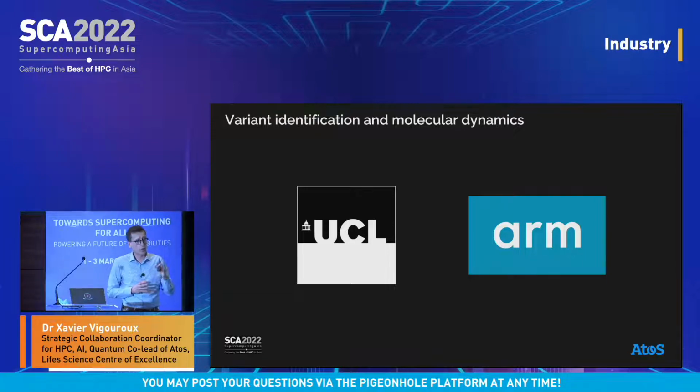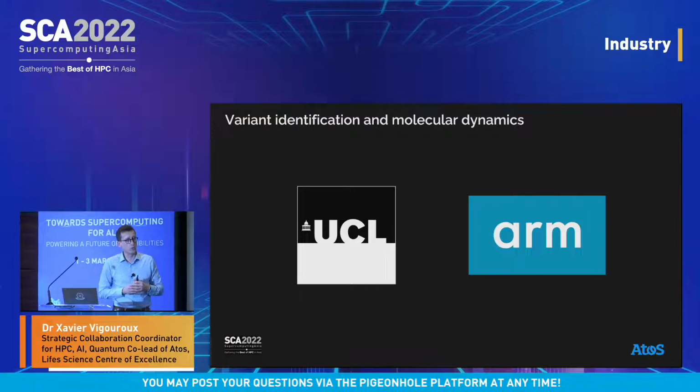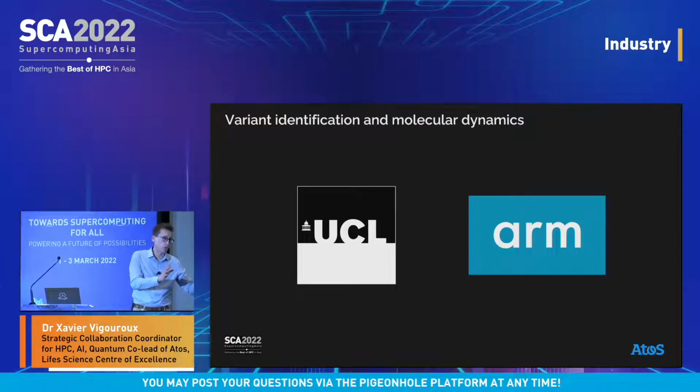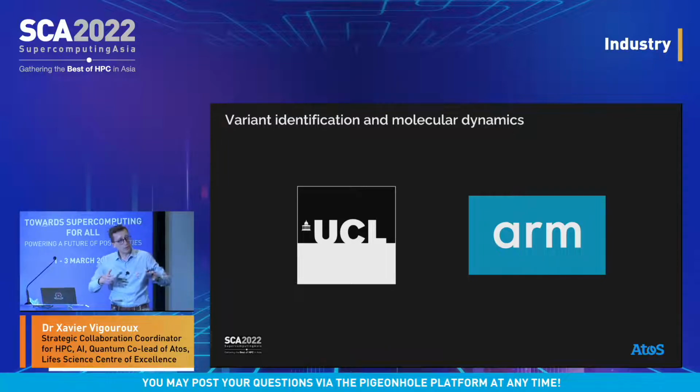So we have a proof of concept currently running with University College London and with ARM, where we'll start from the problem of the variant detection, and we go down the workflow to the 3D structure of the protein that's been raised. And the goal is obviously, once we have this 3D structure, to see how we can dock some kind of ligand into this protein, and we can see if it fits in a pocket.